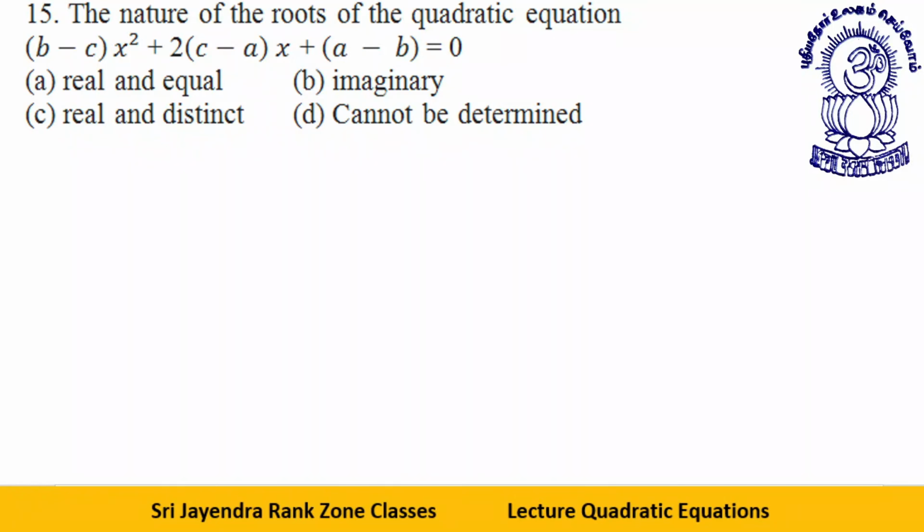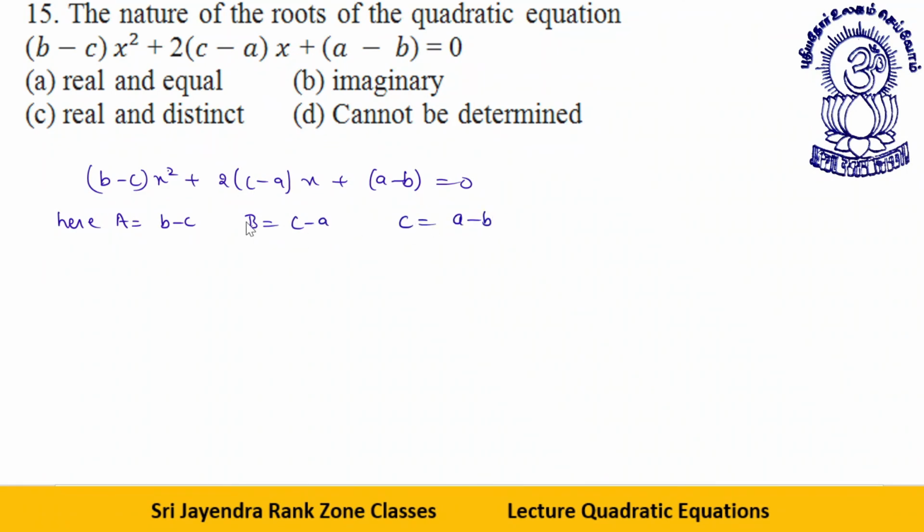The nature of the roots of the quadratic equation. The equation is (b minus c)x square plus 2(c minus a)x plus (a minus b) equals 0. Here, let's say A is b minus c, B is actually double of c minus a, and C is a minus b. What is the discriminant? D is equal to b square minus 4ac.